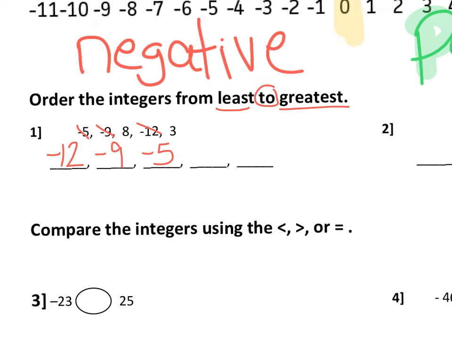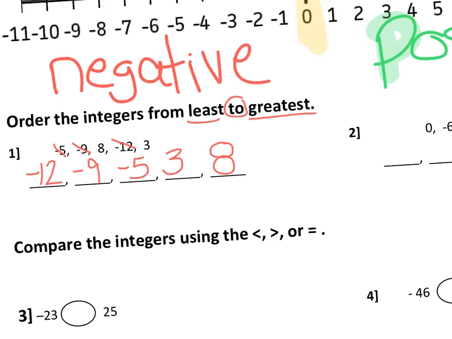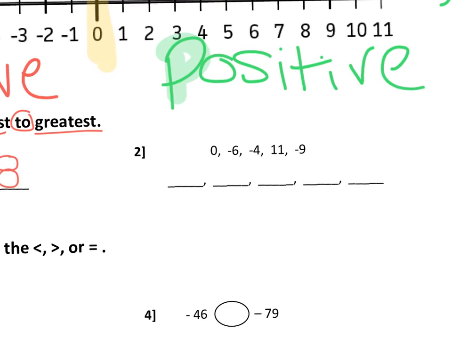So we can think this is what we have, not what we owe. So then 3 would be next. And 8 would be the greatest. Okay, so just remember, don't let those negatives confuse you.